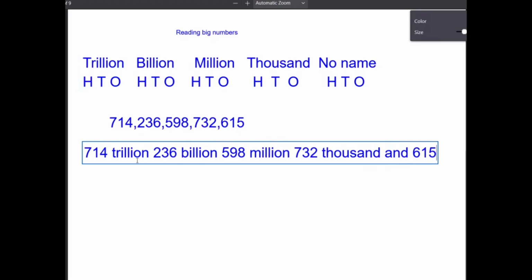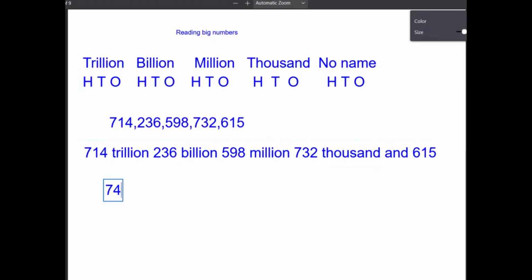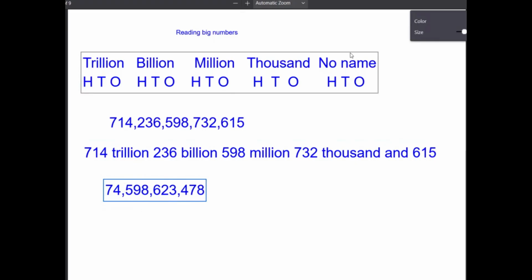So this number will be 714 trillion, 236 billion, 598 million, 732,000, and 615. For any number that you want to read, we can have another number like this one, containing fewer digits, and let's see how we could do it. You count 1, 2, 3, comma, 1, 2, 3, comma, and 1, 2, 3. After you make them, you need to memorize these groups according to this order: no name, thousand, million, billion.